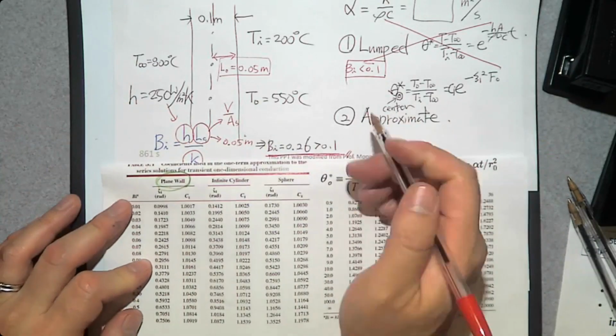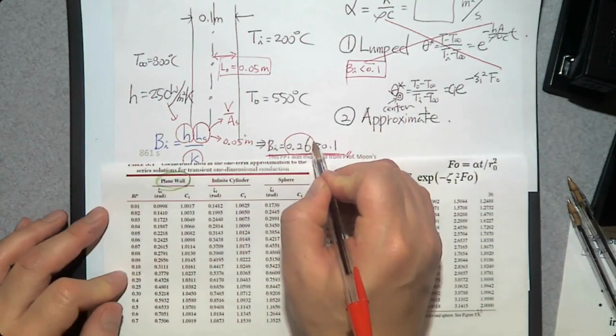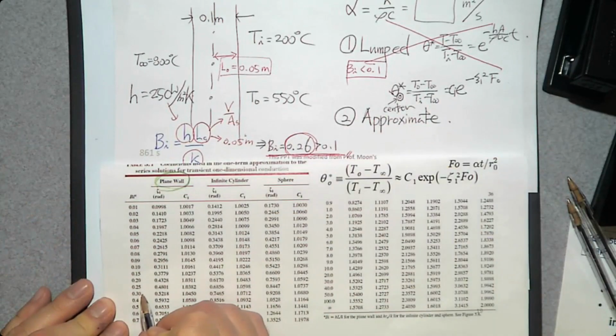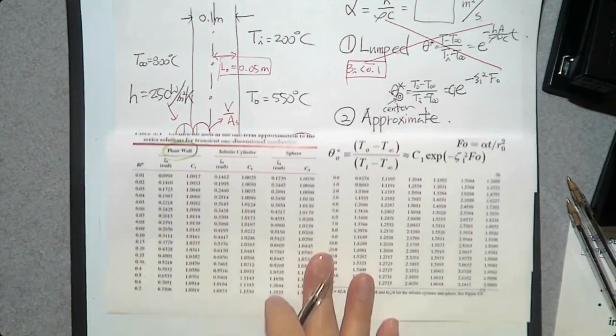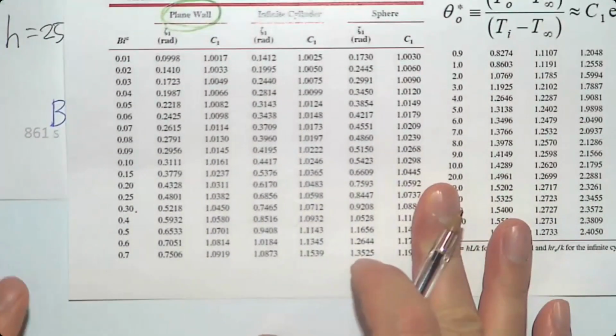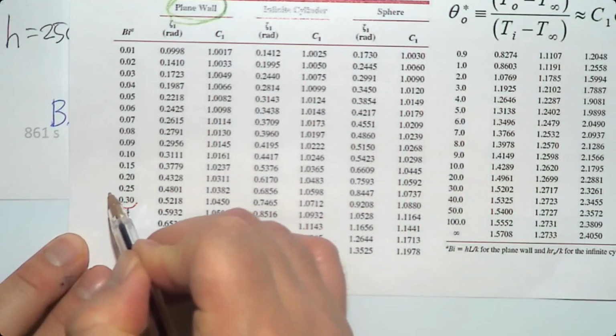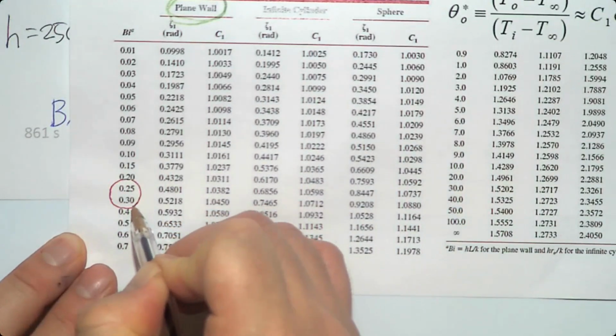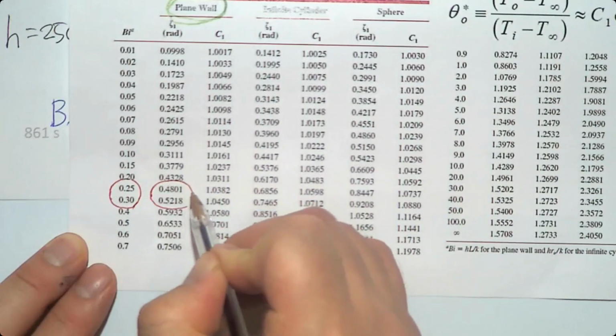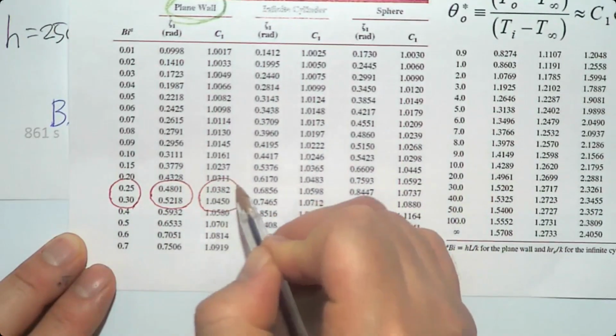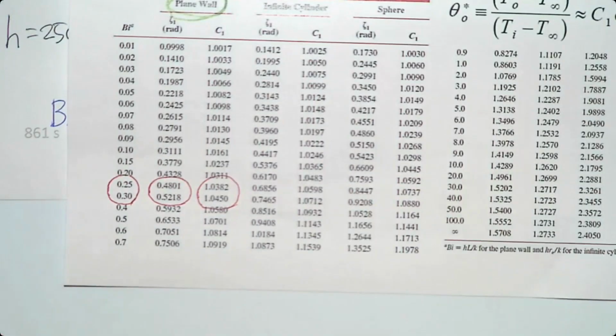Table and look for Biot number 0.26. Biot number 0.26 is, unfortunately, greater than 0.25, less than 0.3. So to determine zeta 1, you need to do a linear interpolation. To determine C1, you need to do a linear interpolation again, so twice. I will do my best to minimize the linear interpolation in your exam. So you may get Biot number, exact number on the table. Okay? I will do my best.